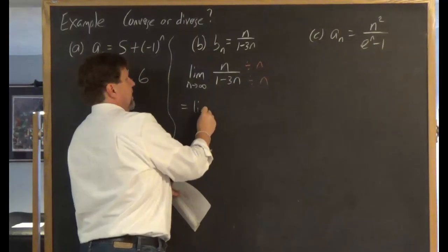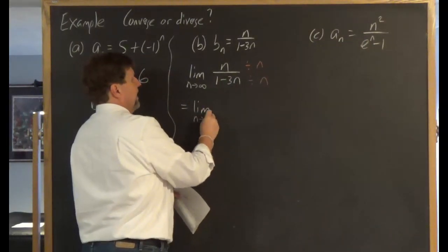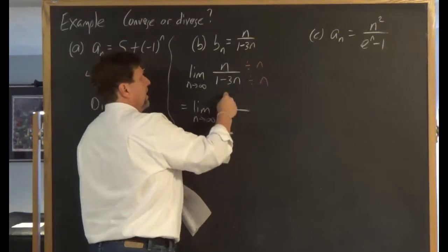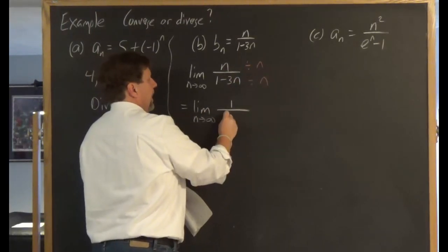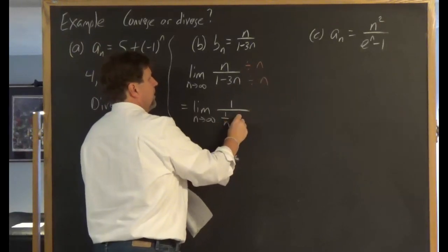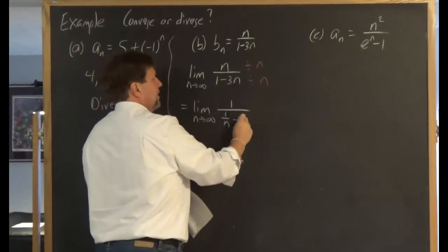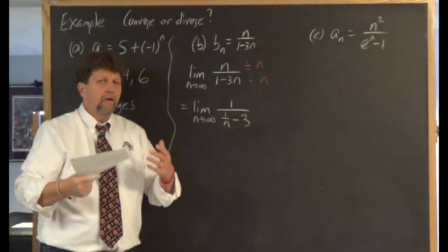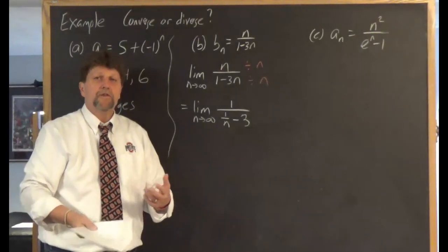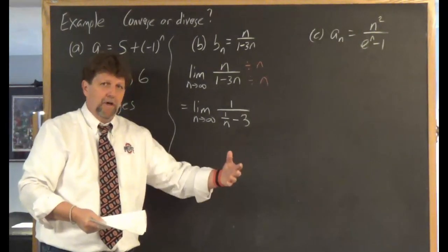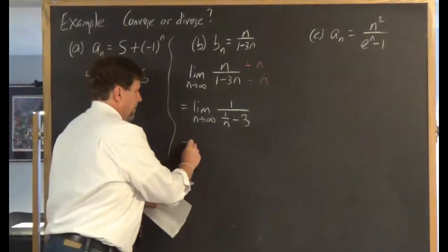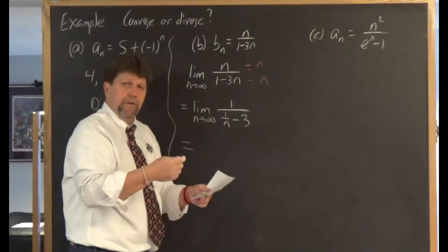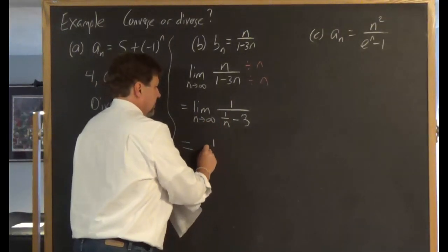So that gives me the limit as n goes to infinity. Well, n divided by n is 1. 1 divided by n, well, that's 1 over n. 3n divided by n is 3. Now remember, all of our old familiar limit theorems are still true. I'm not going to write them all out. I'm going to verbalize them. The limit as n goes to infinity of 1. Well, the limit of a constant is that constant.